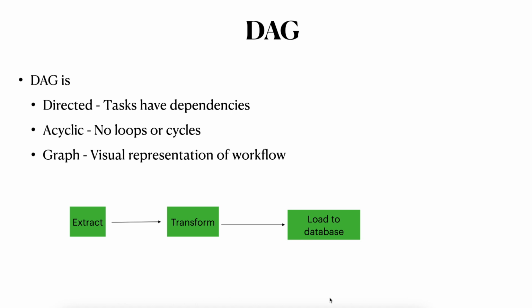Graph meaning visual representation of the workflow. So if you visualize all the states, all the processes or the tasks, it looks like a graph where one task has some dependency for the input on another, which is the previous task. So you can see here one example.